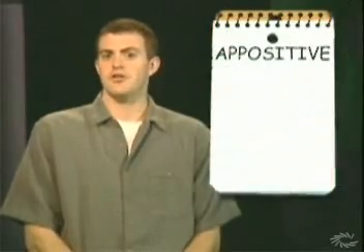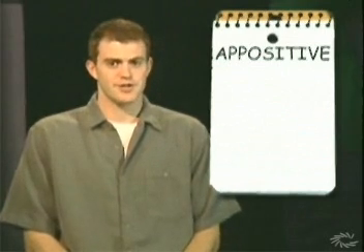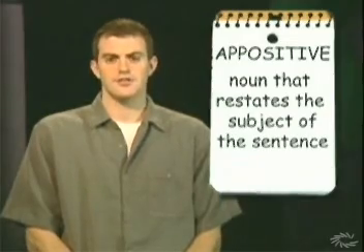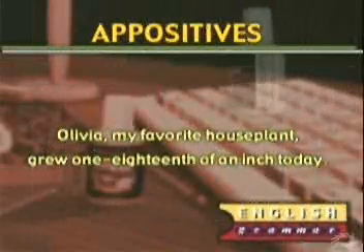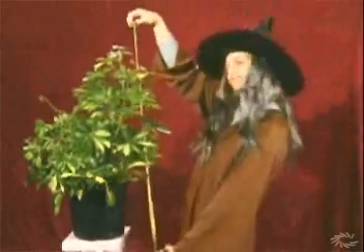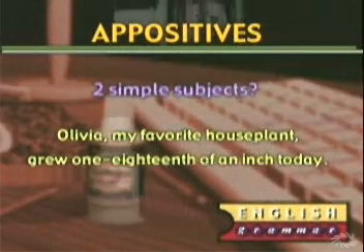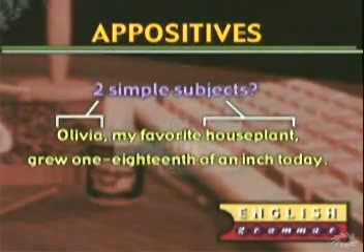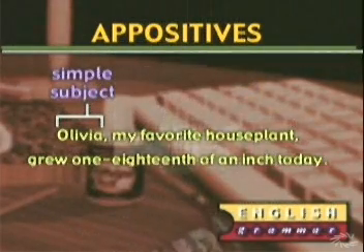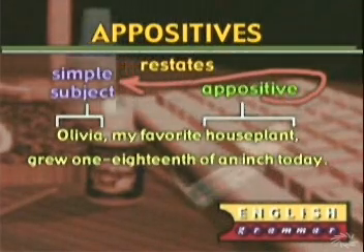The last exception we're going to talk about is called an appositive. We mentioned appositives earlier in the section on phrases. An appositive is a noun that restates the subject of the sentence. Look at this sentence. Olivia, my favorite houseplant, grew 1/18 of an inch today. At first, this sentence seems to have two simple subjects, Olivia and houseplant, but that's not really how it works. Olivia is our simple subject because, well, it comes first, leaving houseplant as our appositive since it's just restating the noun, Olivia.